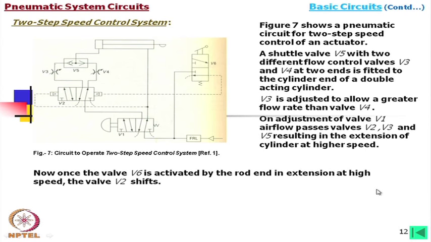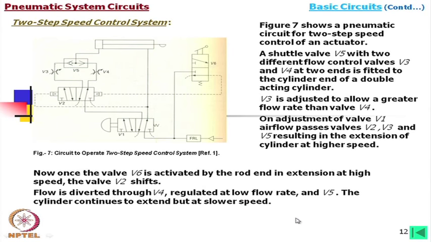Now, once the valve V6 is activated by the rod end in extension at high speed, the valve V2 shifts, because a signal is coming from here, the pilot. Then flow is diverted through V4, regulated at low flow rate, and then V5, and the cylinder continues to extend but at slower speed. That means, when it reaches here, this is actuated, and after this position it will move at slow speed.